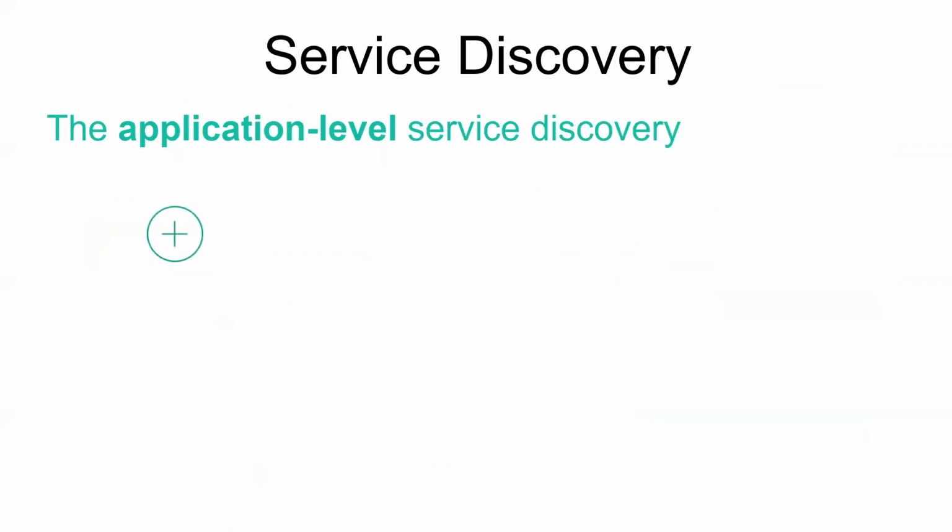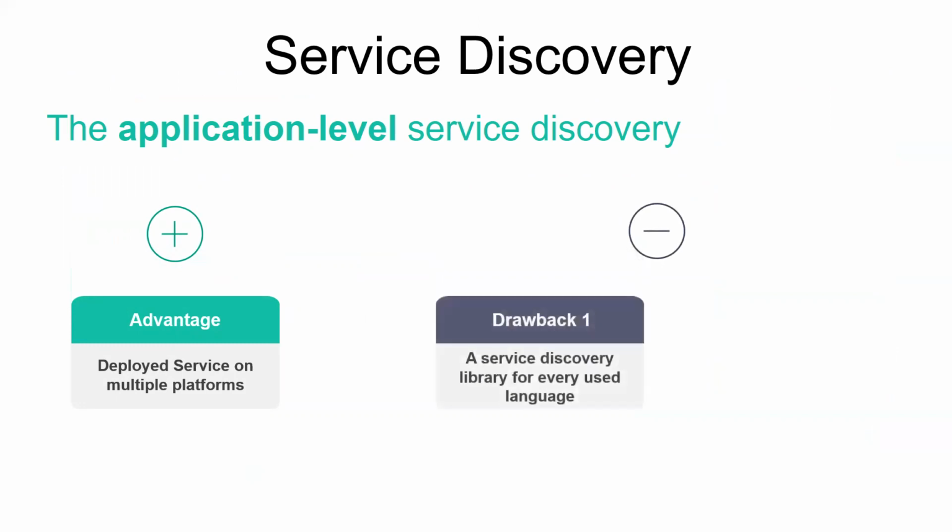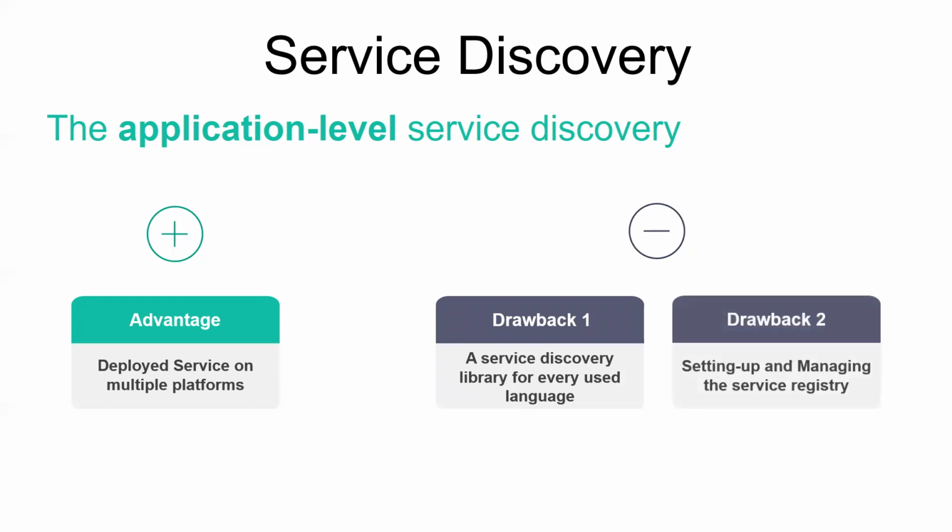One benefit of application-level service discovery is that it handles the scenario when services are deployed on multiple deployment platforms. Imagine, for example, you have deployed only some of the services on Kubernetes and the rest are running in a legacy on-premise environment. In this case, the application-level service discovery works across both environments. One drawback is that you need a service discovery library for every language and possibly framework that you use. Another drawback is that you are responsible for setting up and managing the service registry, which is a distraction.